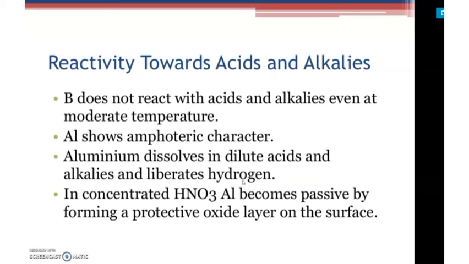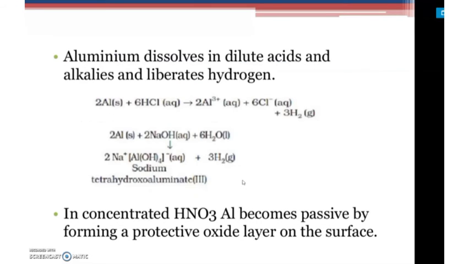Reactivity towards acids and alkalis. Boron does not react with acids and alkalis even at moderate temperature. Aluminium shows amphoteric character, and aluminium dissolves in dilute acids and alkalis and liberates hydrogen. In concentrated HNO3, aluminium becomes passive by forming a protective oxide layer on the surface. Here you can see aluminium dissolves in acids, even dilute acids, and it will form aluminium ion, and in alkalis, hydrogen also.